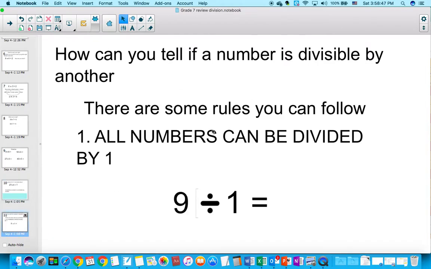How can you tell if a number is divisible by 1? All numbers are divisible by 1. 1 divided by 1, 1. 2 divided by 1, 2. 3 divided by 1, 3. And so on and so forth. What it's saying is, I have 9, and I'm trying to cut 9 up into one part. Well, that's 9.